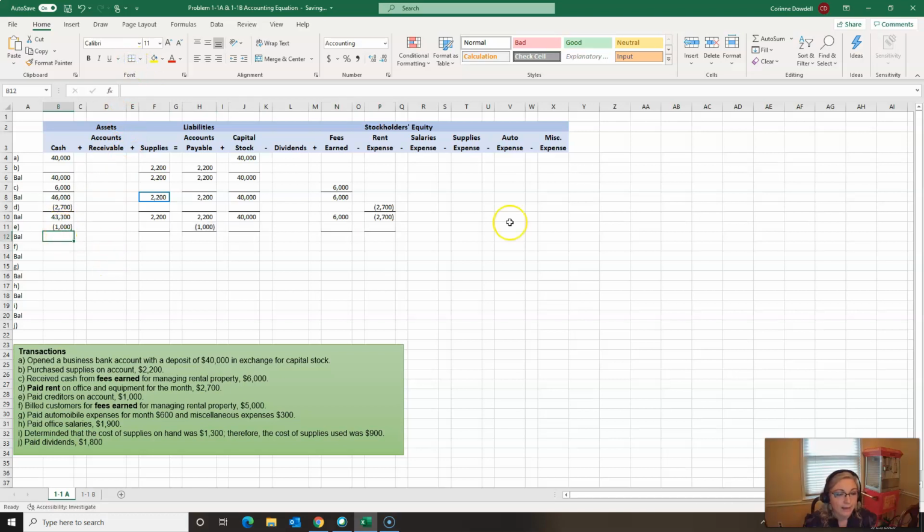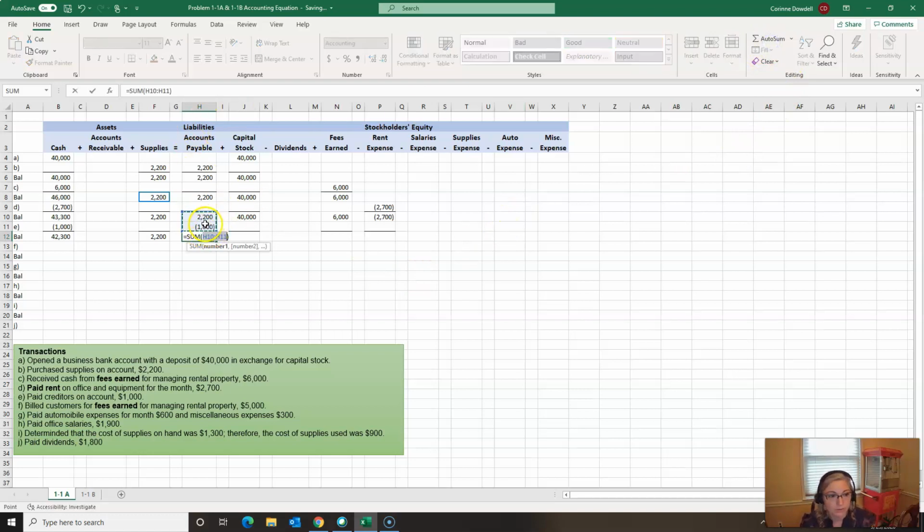And again, we will add, right? So we add the 43,300 and the negative 1,000 to bring our new cash total to 42,300. And then we're going to cell reference supplies. We will add accounts payable. So we're adding 2,200 plus a negative 1,000. So we're subtracting really. We add to subtract 1,200. And then we will reference cells whenever possible.